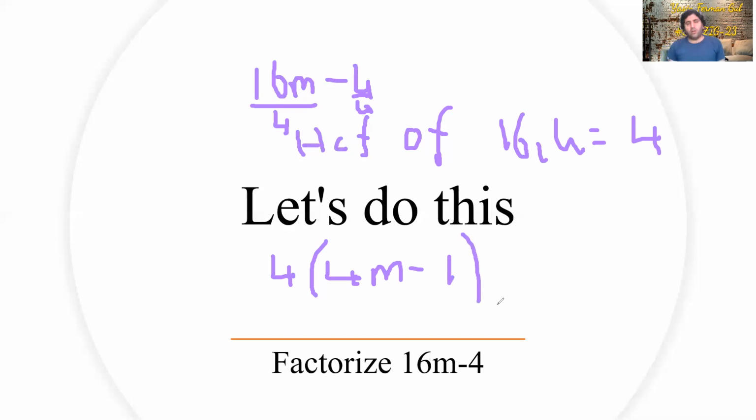Right, so every time you get an answer, to double check whether you are correct or not, you can always do a reverse process, or we call it inverse operation. 4 times 4m, because when I do this, it must give me the expression. 4 times 4m is 16m. 4 times negative 1 is negative 4. That means my answer is right. So when I factorize 16m minus 4, I will get 4 inside the bracket 4m minus 1. Okay.